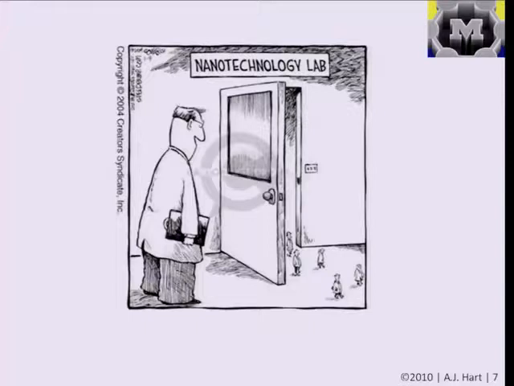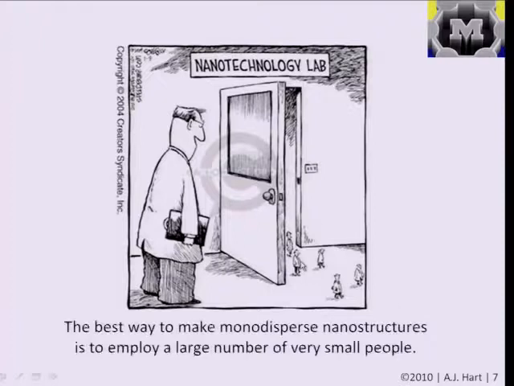And I like this cartoon from a while ago that shows a nanotechnology lab with all these little people coming out. I don't know if they're working in the lab or if they're products of the lab, but maybe we could say the best way to make monodispersed structures is to employ a large number of small people, or to understand, if we were all very little people sitting and watching the structures grow, what are the key parameters that govern the process.